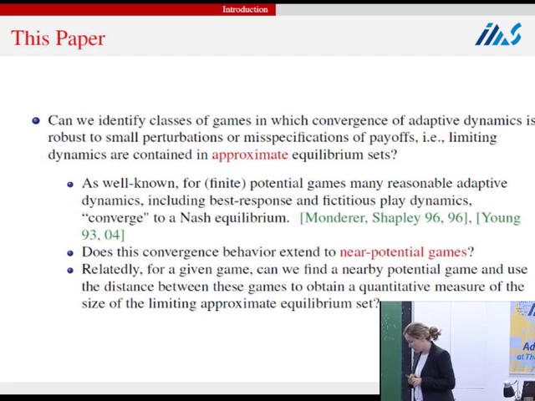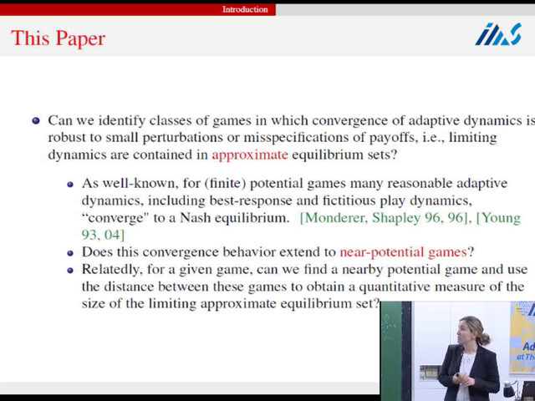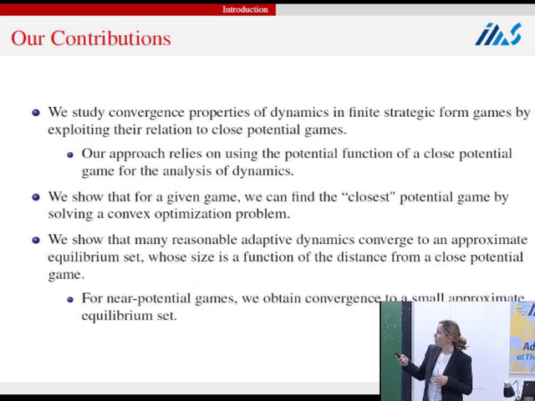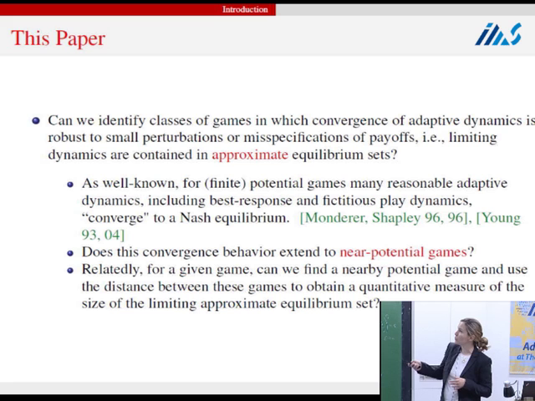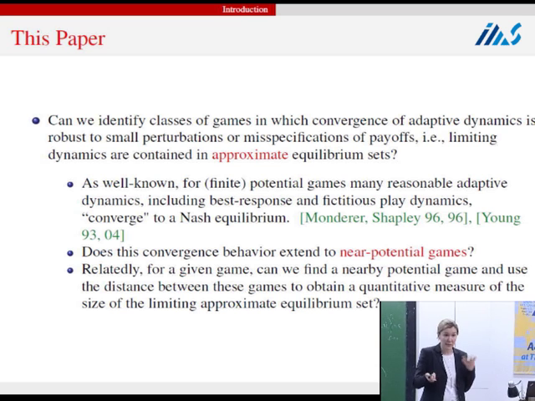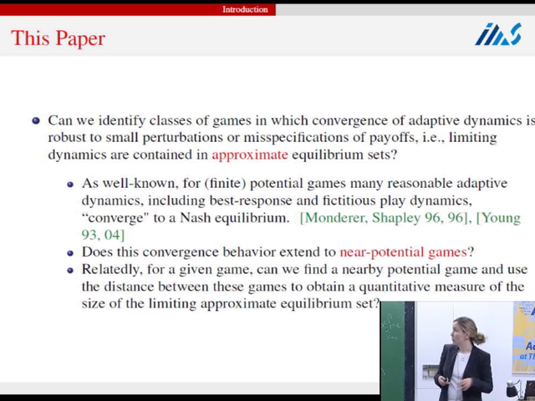The question we wanted to answer was, can we identify classes of games in which convergence behavior of adaptive dynamics is robust to small perturbations or misspecification of payoffs, in the sense of guaranteeing convergence to small approximate equilibrium sets? One class that comes immediately to mind is potential games. It is well known that for finite potential games, many reasonable adaptive dynamics, including best response, better response, fictitious play, and even logit in some sense, converge to a Nash equilibrium.